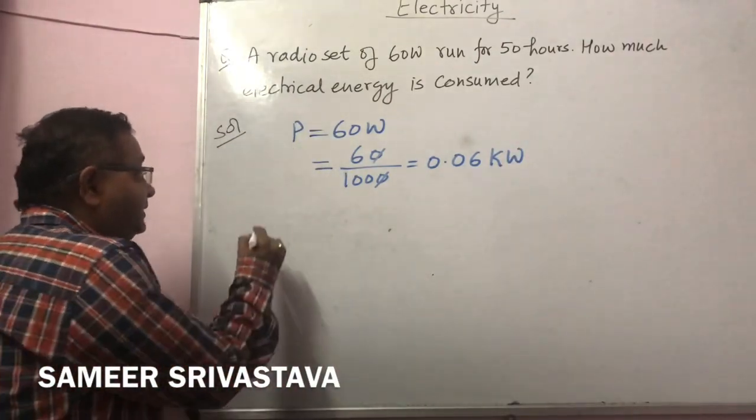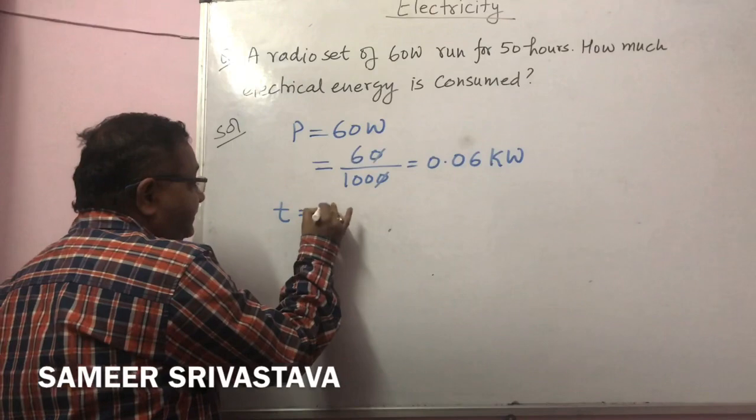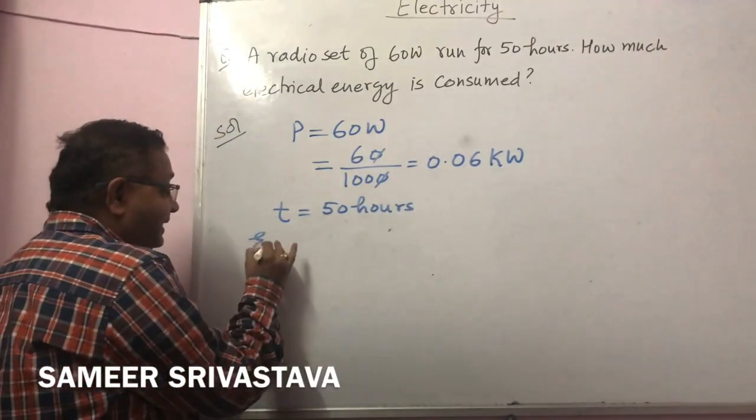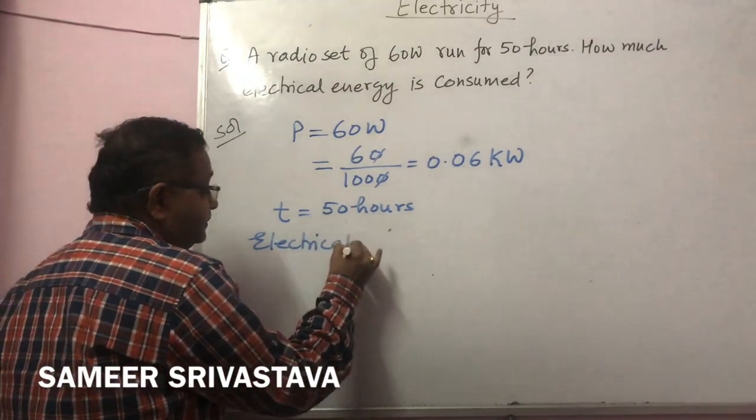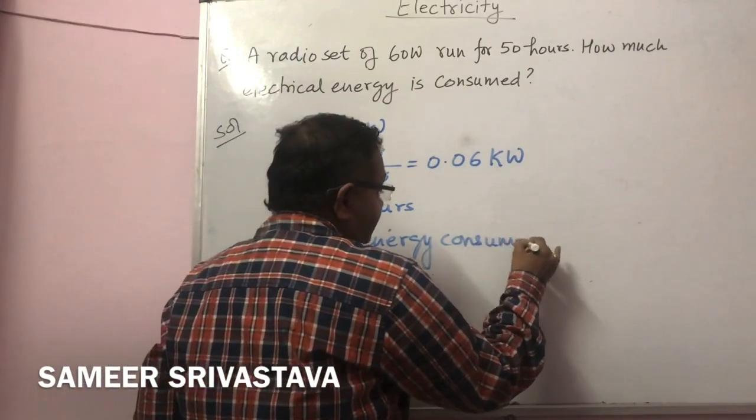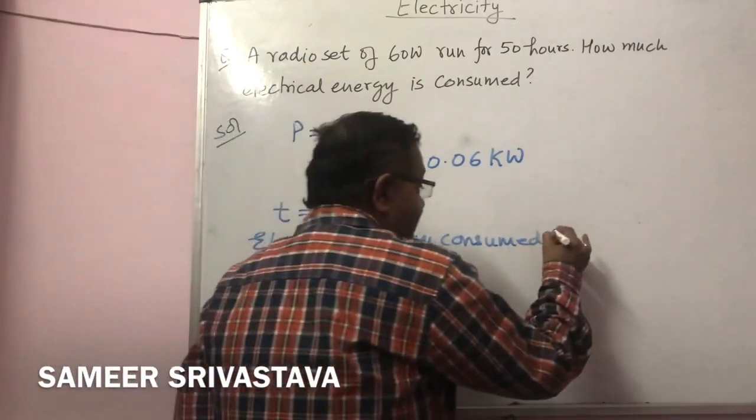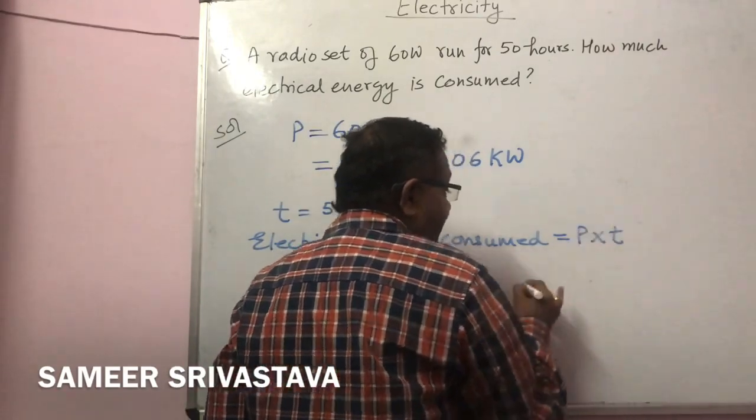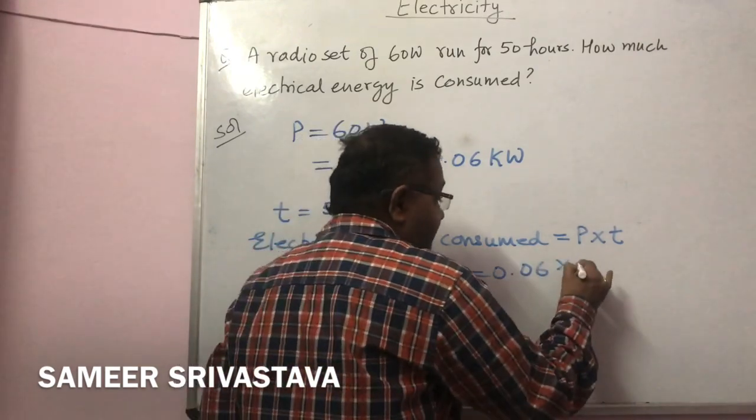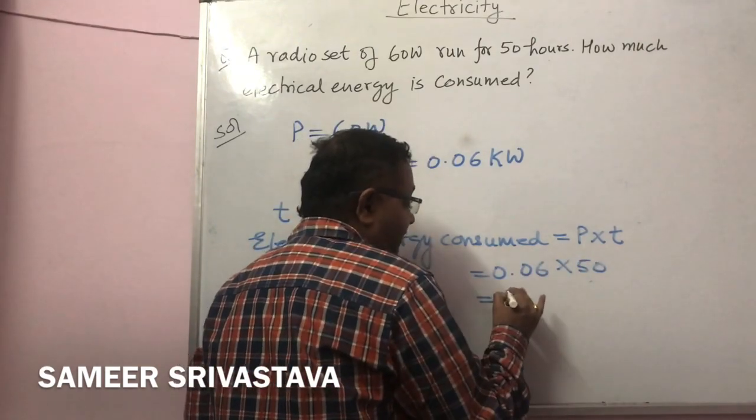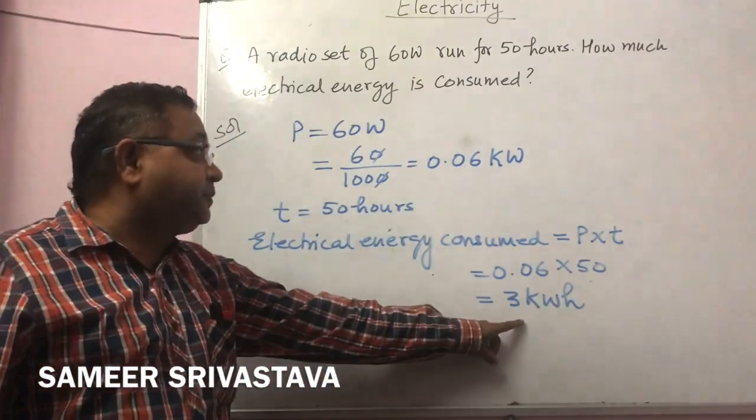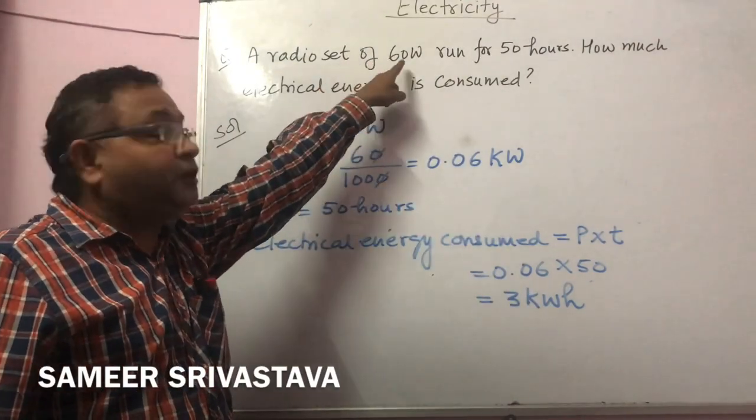Okay. Now the time is given as 50 hours. Now electrical energy consumed. Energy is what? Power into time. So what is the value of power in kilowatt? 0.06. What is the time value? 50 hour. Your answer is 3 kilowatt hour. This much energy is consumed by the radio set of 60 watt.